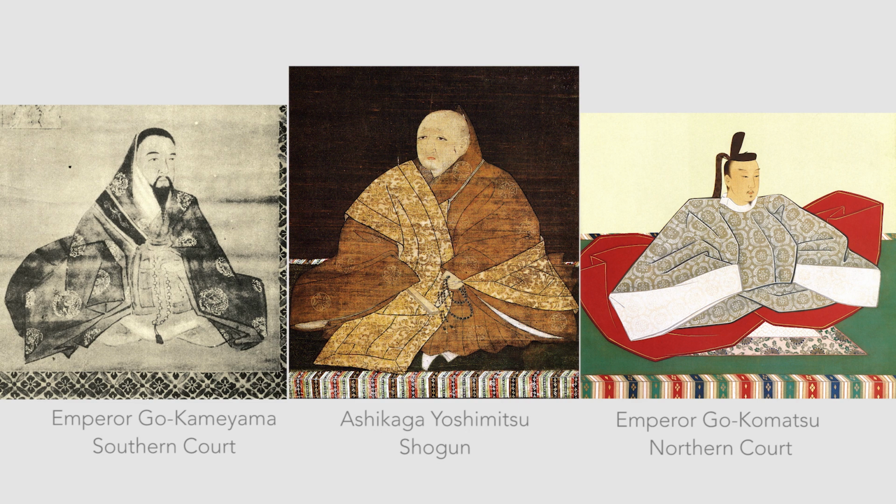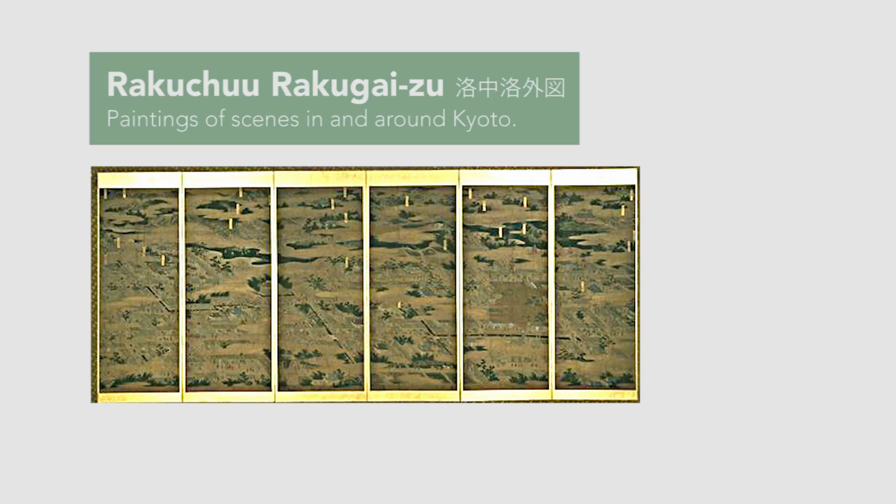Yoshimitsu moved the seat of government to the Muromachi district of Kyoto, so this period following the reunification of the imperial lines is therefore known as the Muromachi period. A new subject in genre painting called Rakuchu Rakugai, meaning scenes in and around the capital, gives us a glimpse into life during this period of time.